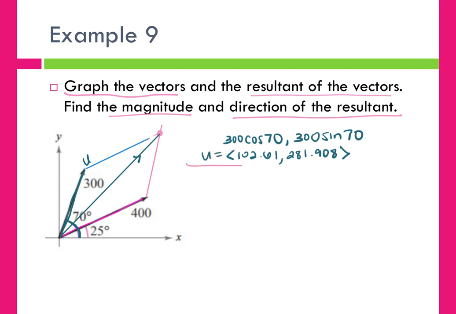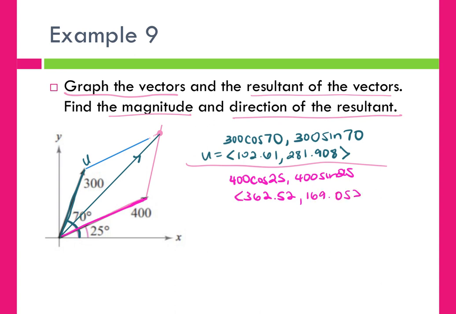Then I'm going to find the component form of the pink line here, where my magnitude is, not 40, 400. We're going to call that V. So 400 times the cosine of 25 degrees, and then 400 times the sine of 25 degrees. 400 cosine 25 is 362.52, and 400 times the sine of 25 is 169.05. That's the component form of V.